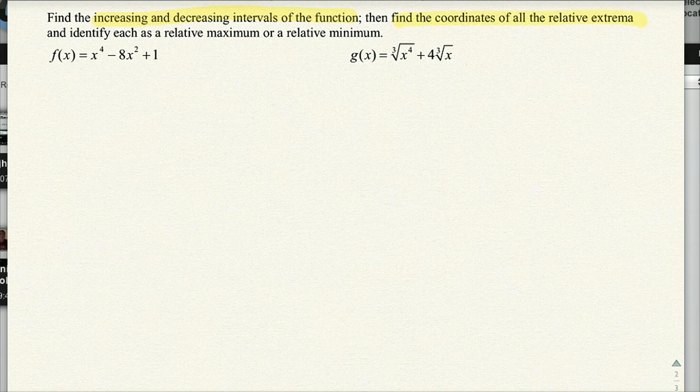Find the coordinates of all the relative extrema, or find the critical numbers. And do I have a max or a min? Okay, all without a graph, without even looking at anything. Can I just tell by this function what the critical numbers are, where it is increasing and decreasing, and whether I have a max or a min? So here's my first function.